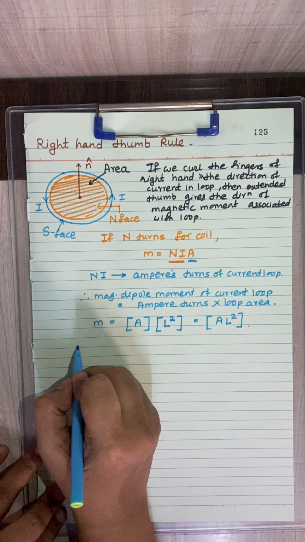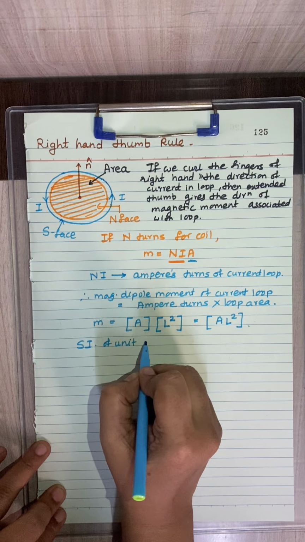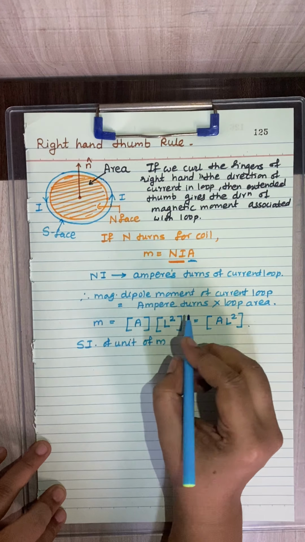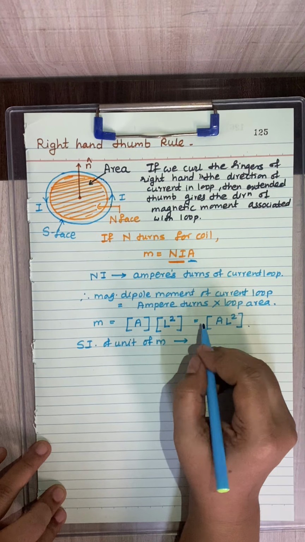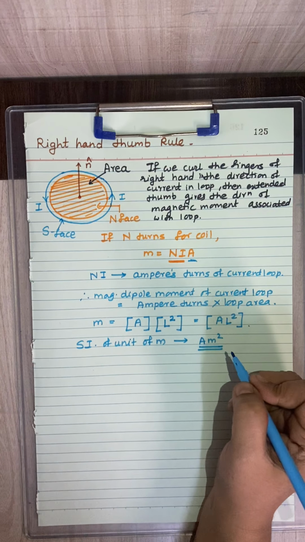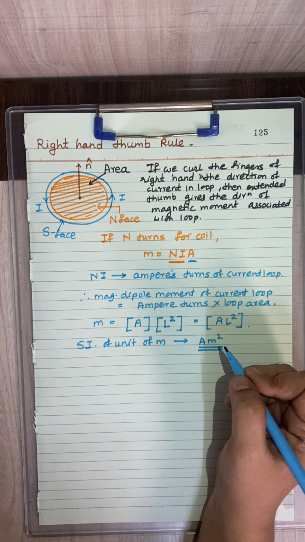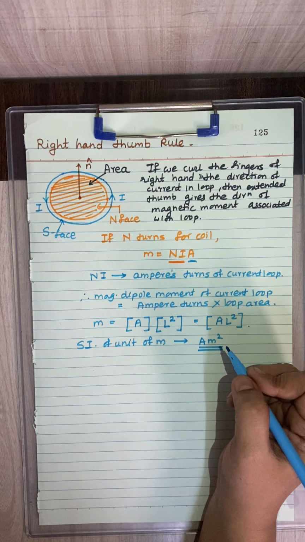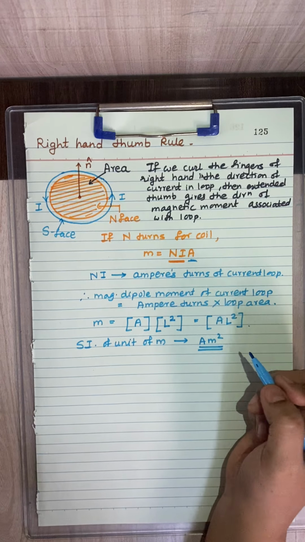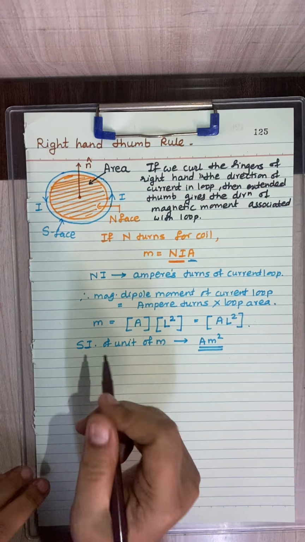Now the SI unit of magnetic dipole moment is ampere meter square. It is defined as the magnetic moment associated with a one turn loop of area 1 square meter when 1 ampere current is flowing through that particular loop. So this also we can write down here.